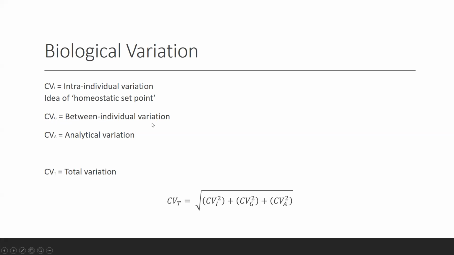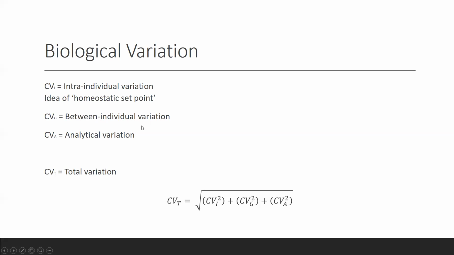CVG is the between-individual variation. This is the difference between all the different individuals' homeostatic set points, the average values that their analytes or physiology is set at. We know that people's creatinine set points are distinguished by muscle mass and renal clearance, which of course differ between people, and that gives rise to this between-individual variation.